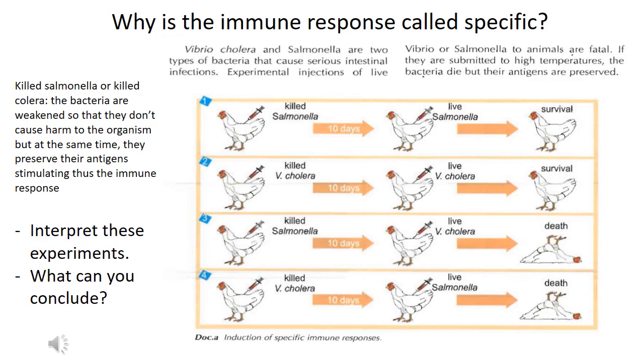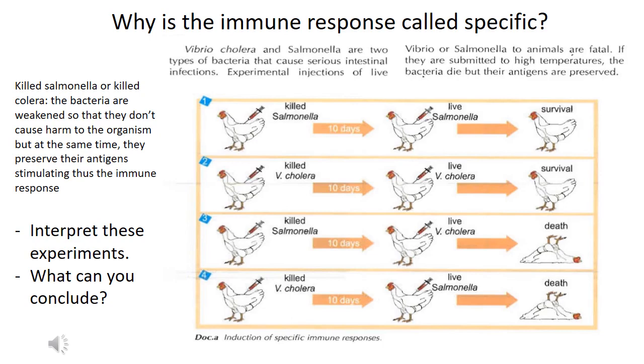However, in this activity, the second internal line of defense, which is the specific immune response, is completely different. Let's see what we mean by specific immune response. The experiments performed below in document A lead us to understand better the meaning of specific immune response. Vibrio cholera and Salmonella are two types of bacteria that cause serious intestinal infections. Experimental injections of live Vibrio or live Salmonella to animals are fatal.